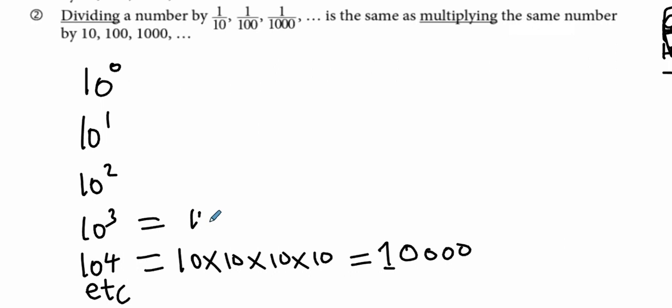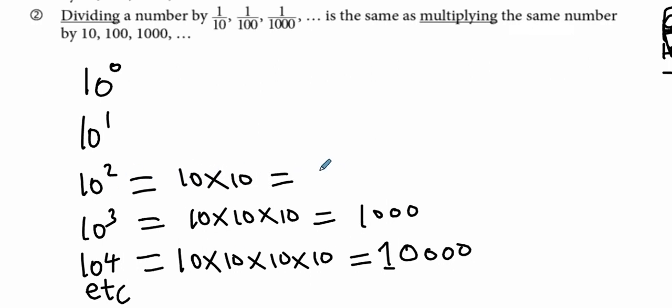10 power 3 means the same thing: 10 times 10 times 10, and this will be 1,000. Cool. Okay, how about 10 squared? 10 squared means 10 times 10, and this equals 100. 10 power 1 means 10 times 1, and this equals 10.